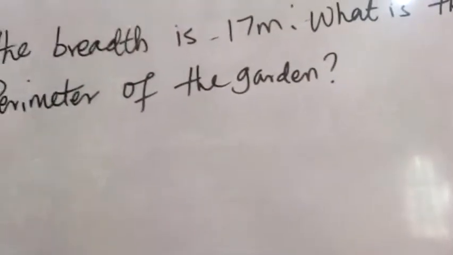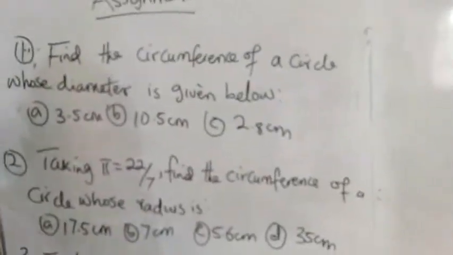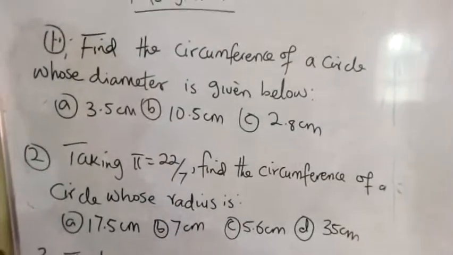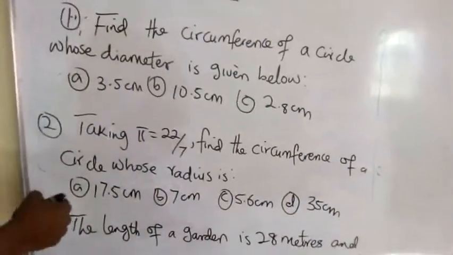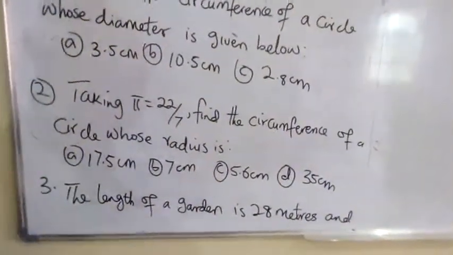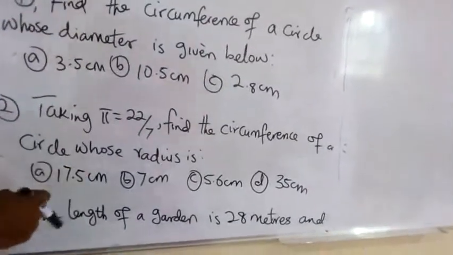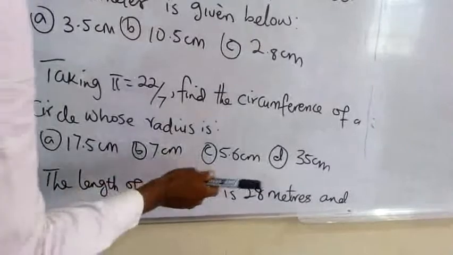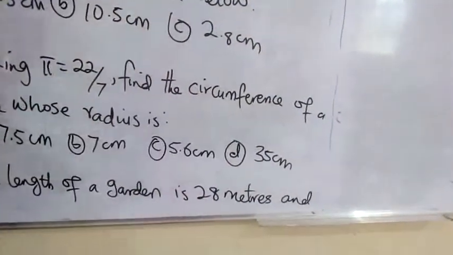So this will be our assignment. Find the circumference of the circle whose diameter is given below. We have the following values: 3.5, 10.5, and 2.8. Second, taking pi as 22/7, find the circumference of the circle whose radius is 17.5, 7 cm, 5.6, and 35 cm.